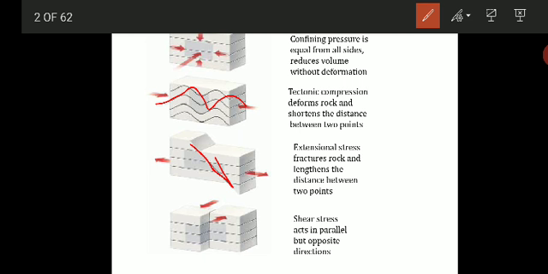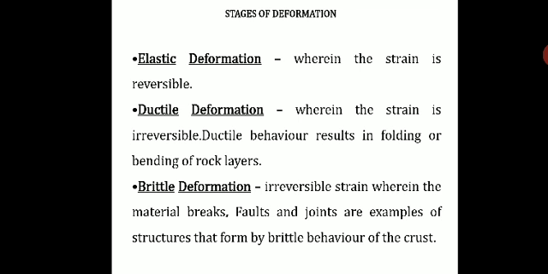Suppose a rock responds to tectonic stress by elastic deformation, plastic deformation, or brittle deformation. These are the different stages of deformation. You can see the stages of deformation here. There are three stages: elastic deformation, ductile deformation, and brittle deformation. These are the stages of deformation when the rock is subjected to stress. It passes through these three stages.